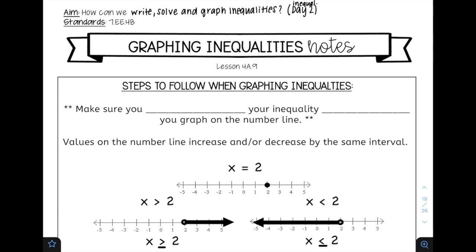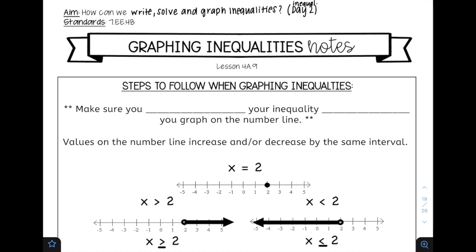Okay, so welcome back. Today we're going to be talking more about inequalities on lesson number 9. So, our aim is how can we write, solve, and graph inequalities? And this is our day 2 of inequalities. So we've already learned how to write and we learned how to solve. Now we're going to graph it.